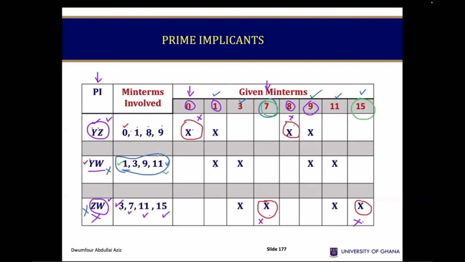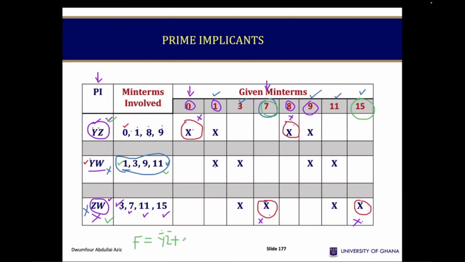And that is more reason why this is already disqualified. By taking this, and this one was enough to cover all the mean terms, our final expression F will be given by the sum of these two: Y bar Z bar plus Z W, and that is it.